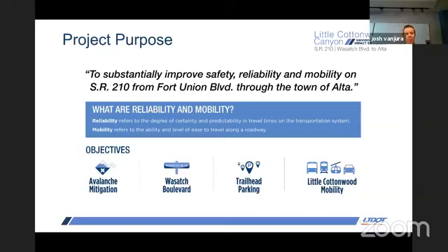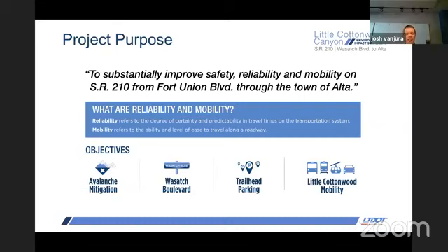The third component of that project purpose is safety. And safety is always one of UDOT's goals. And here that not only relates to the avalanche risk, but also to the roadside parking in Little Cottonwood. And we'll get into more of those details as we get further into the presentation.